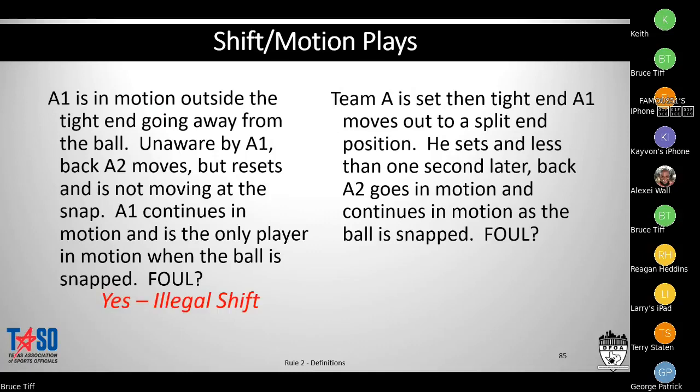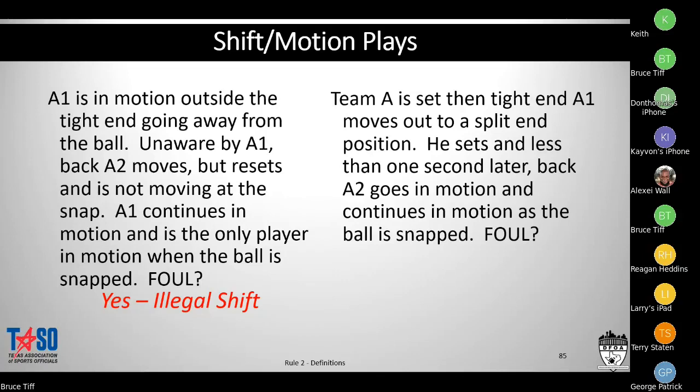Yes. It's an illegal shift because you had 2 players in movement before the ball snaps. One of them, A1, who goes in motion, never becomes set for 1 full second after A2 moved while they were already in motion. That's why you have an illegal shift, not illegal motion, because there's more than 1 player.